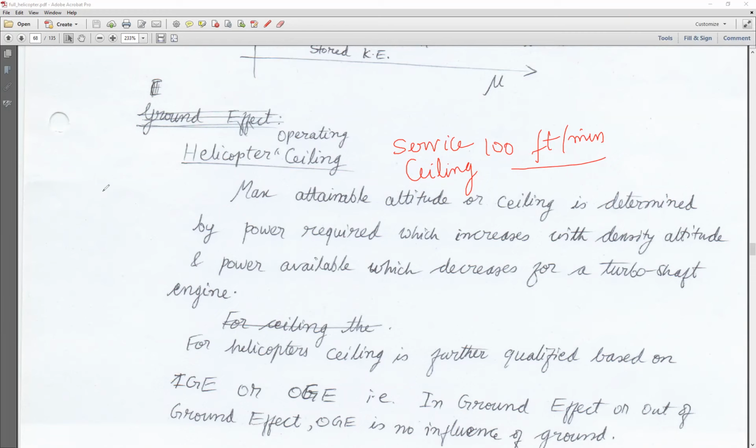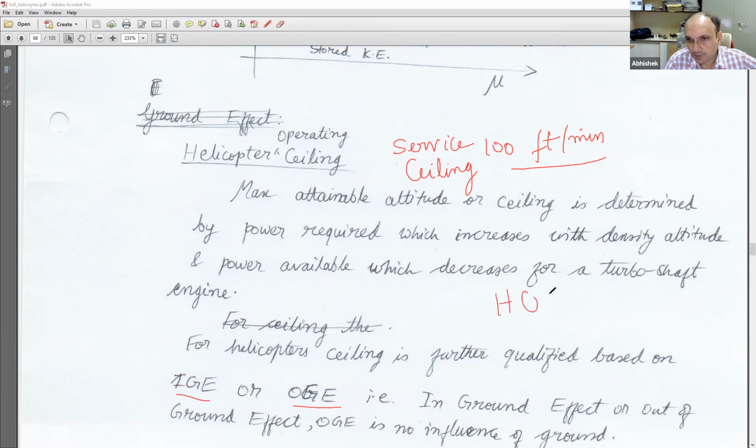Hovering power is more than forward flight power. Exactly. So hovering power is often more than my forward flight power. Of course, beyond a point it can again go higher, but typically it would be lower than the hovering power. So it is important to define heights where I can actually do hovering flight also. For helicopters, we often talk about ceiling in terms of IGE and OGE: hover out of ground effect ceiling and hover in ground effect ceiling.